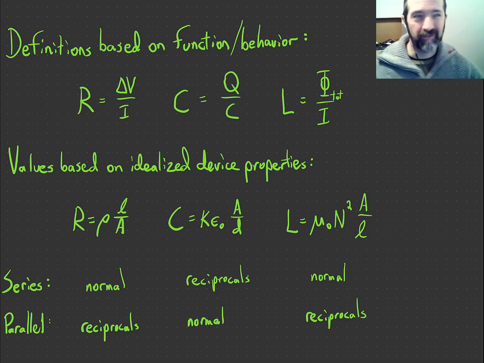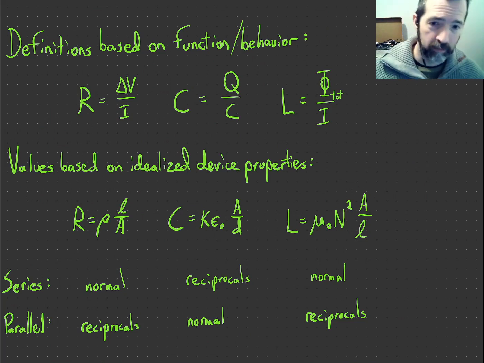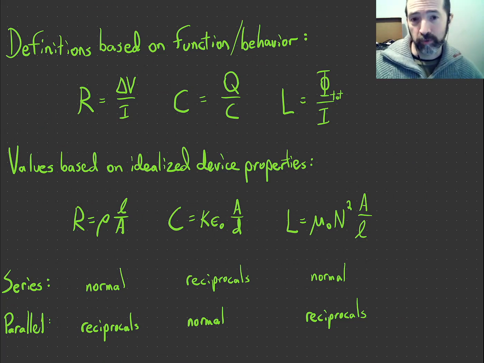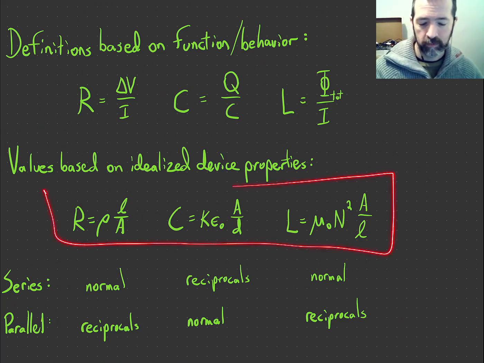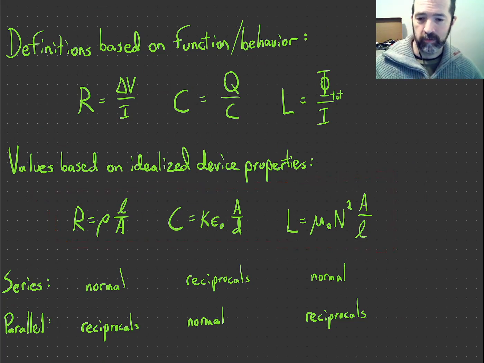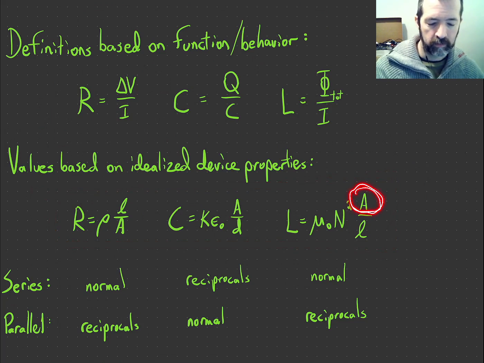Now, it's very uncommon for the College Board to ask you to add series and parallel inductors, but if that comes up, you can figure out what the rules are the same way that you do for resistors and capacitors based on this row of formulas. For an inductor, the area is in the top and the length is in the bottom.